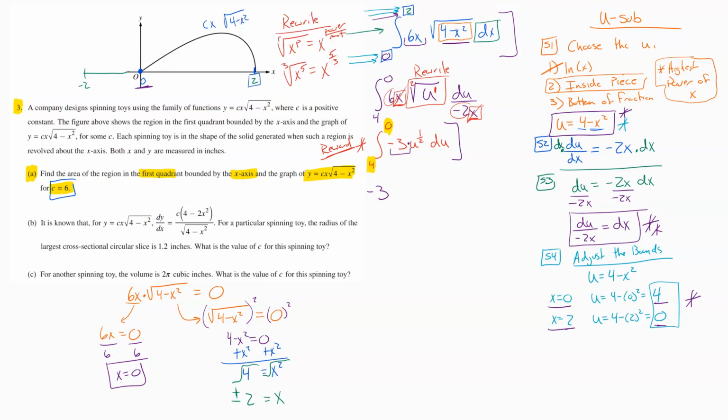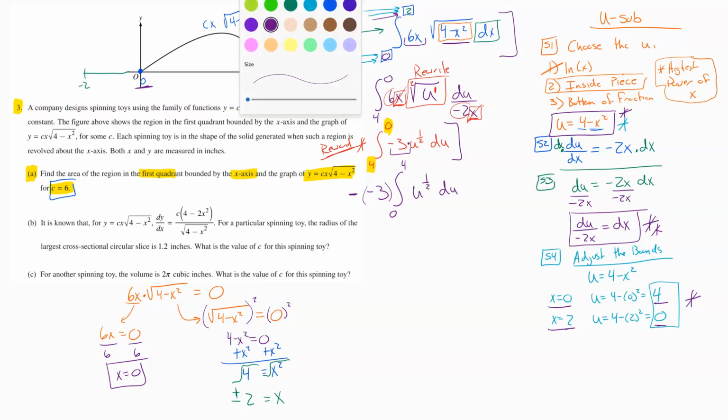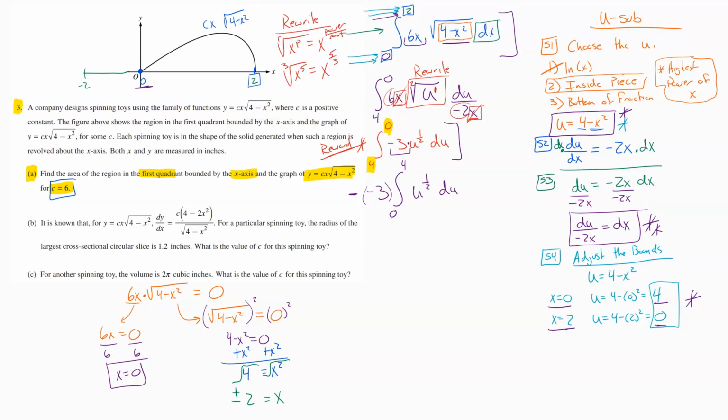So to flip the bounds, when I want to switch this from 0 to 4, you do what I call pulling a negative. So essentially you get another negative out front here because you flipped the bounds. You pull that negative and that flips the bounds, and that's going to leave us with u to the 1/2 du. Now we're ready to go ahead and finally take this actual antiderivative here.